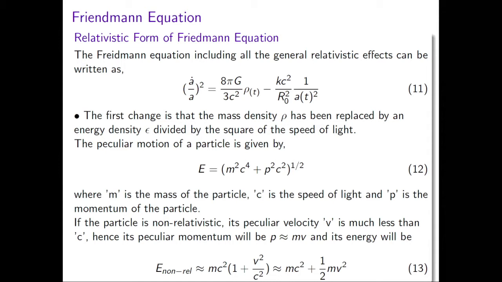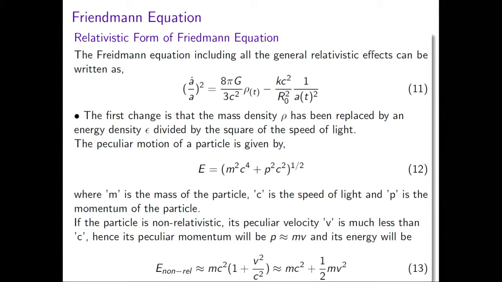I'm not going to go in depth to derive this from Einstein's field equations, but we can understand the essence of this equation by just understanding the small changes that had to be made from the Newtonian Friedmann equation.